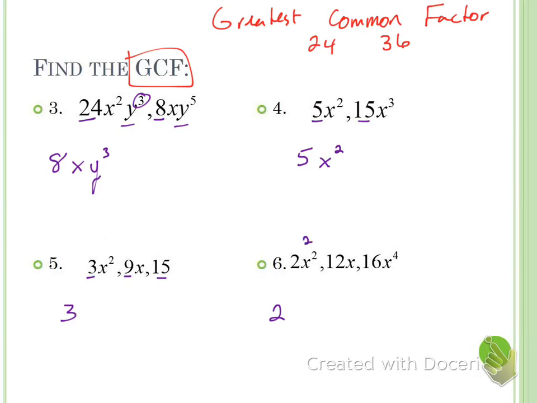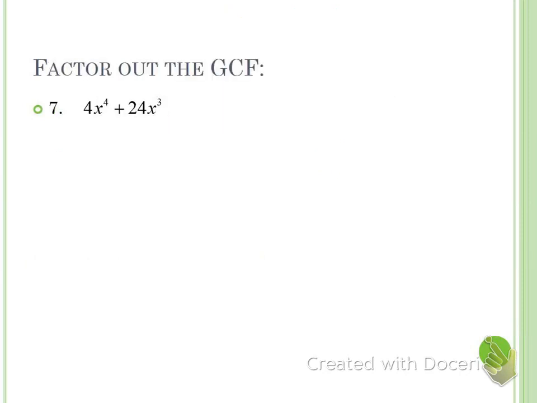Since this guy has 2 x's, this guy has 1, this guy has 4, they have 1 x in common. They all have at least 1, so that's the x they have in common. So our greatest common factor is just going to be 2x. Okay? Does that make a little bit of sense? That's what we'll divide into all of them.